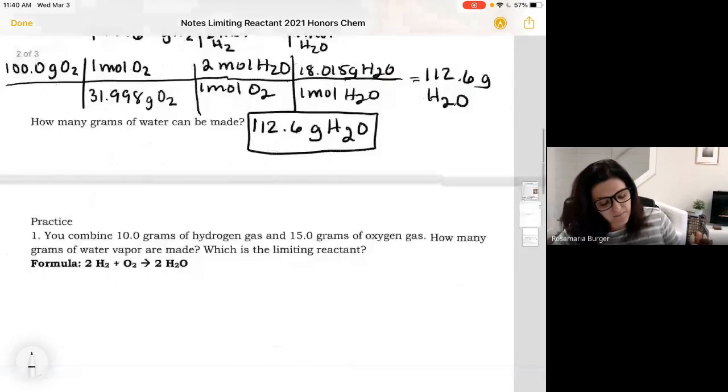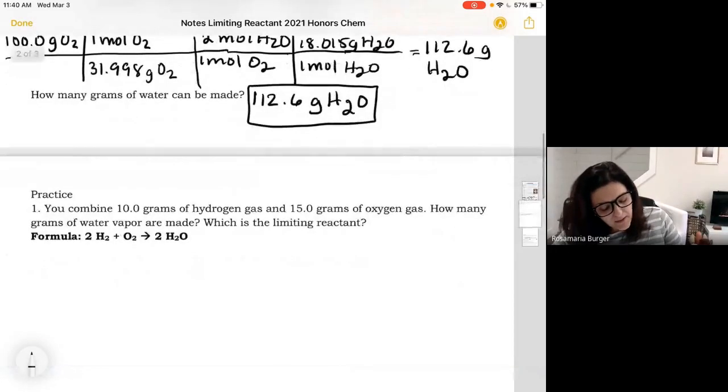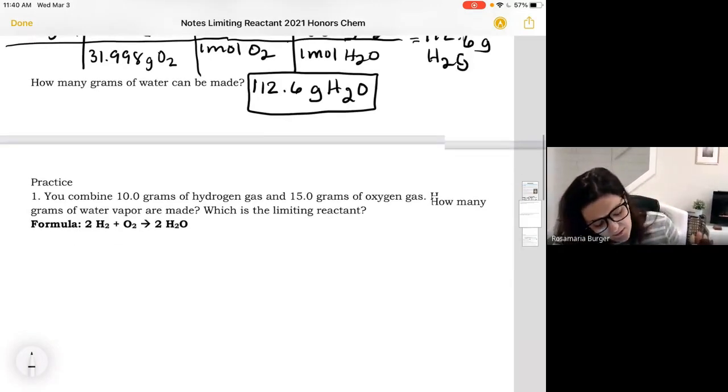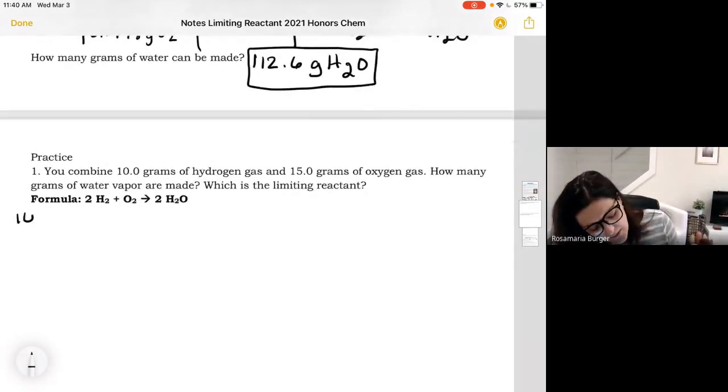Let's do another one. You combine 10 grams of hydrogen gas and 15 grams of oxygen gas. Okay, how many grams of water vapor are made, and what is the limiting reactant? Okay, so 10 grams of hydrogen gas. We're going to do the same thing, guys. 10.0 grams of H2.